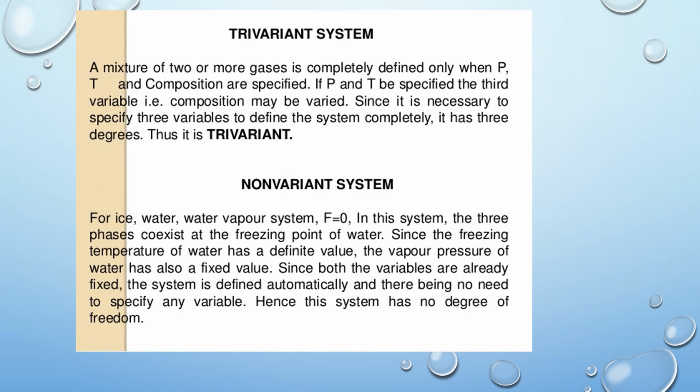Now consider the ice, water, water vapor equilibrium. Here, no variable needs to be fixed because all the three phases can remain in equilibrium only at a particular temperature and pressure. Hence, its degree of freedom is zero, or the system is said to be invariant.